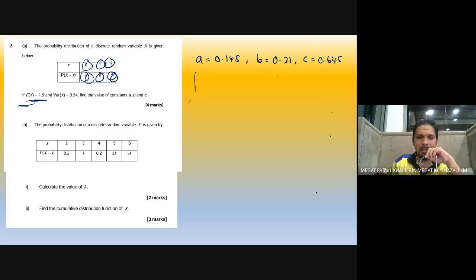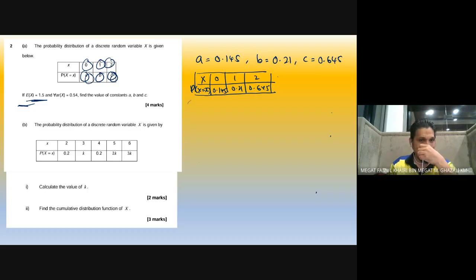So rewrite everything, the table one by one. So we got x and probability of x. Okay, 0, 1, 2. We got 0.145, 0.21, and 0.645. There you go. So for question 2A, the constants A, B, and C are complete here now.